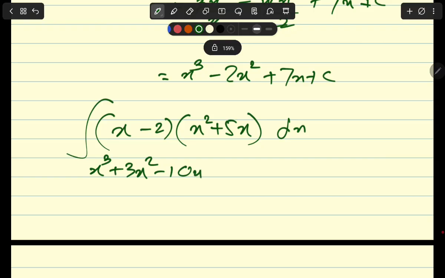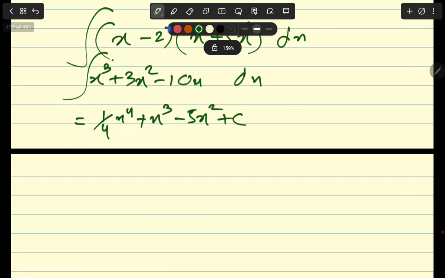x cube, yeah, minus 10x, and then you integrate it. So this is going to become 1 upon 4 x to the power 4 plus x cube minus 5x square plus c. As simple as that. Okay, do not pen, always choose the cleaner route, right?